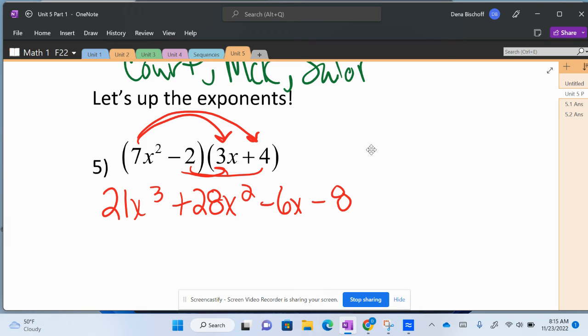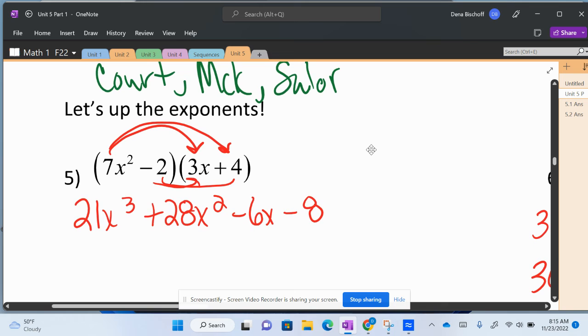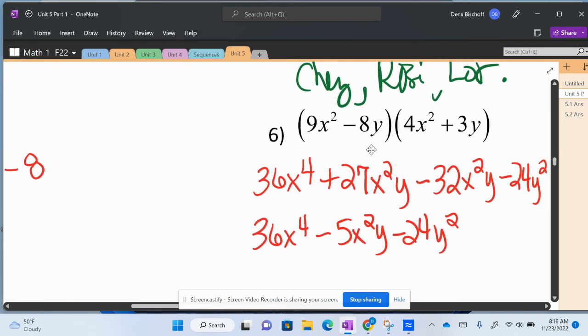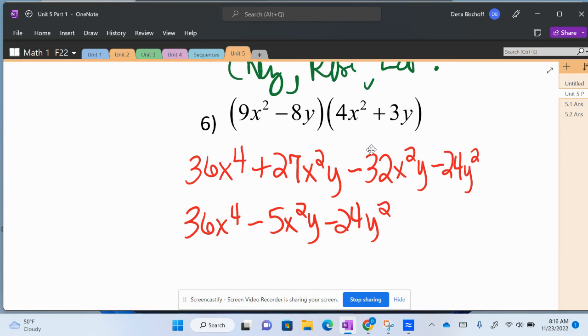My number 6 people, raise your hands. Number 6. Are you guys ready? Number 6. Okay, what'd you guys get? I got 36x to the 4th power minus 5x squared y minus 24y squared. Good job. 36x to the fourth minus 5x squared y minus 24y squared. Perfect. Very nice.